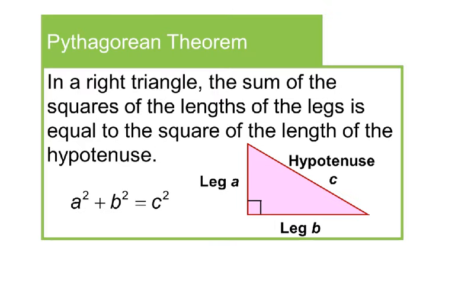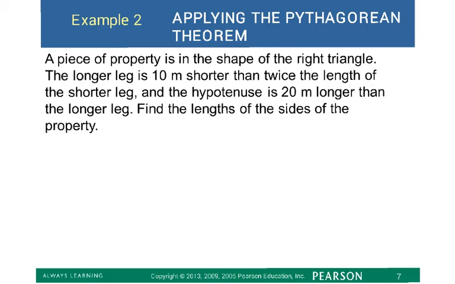And here is our Pythagorean theorem. We're going to call one leg our A, and the second leg our B, and then the hypotenuse, that's always going to be C. So here's the Pythagorean theorem: A squared plus B squared equals C squared. So here's our example using the Pythagorean theorem. A piece of property is in the shape of a right triangle. The longer leg is 10 meters shorter than twice the length of the shorter leg, and the hypotenuse is 20 meters longer than the longer leg. Find the lengths of all the sides of the property.